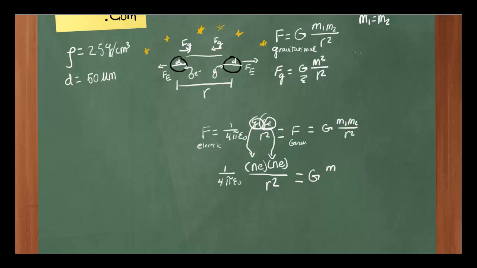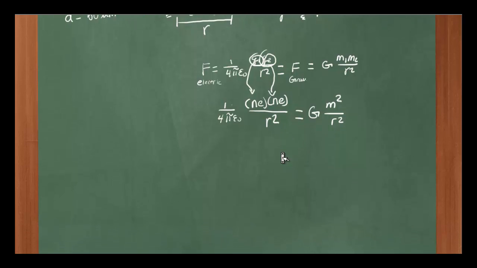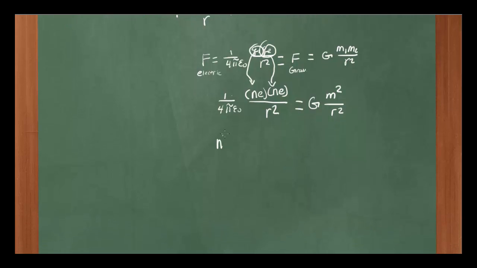Remember I said m1 is equal to m2, so I'll just call this m squared over r squared. So let's simplify this equation further. I have n squared times e squared over r squared is equal to 4 pi epsilon naught times G m squared over r squared, and you cancel out the r squareds, solving for n.